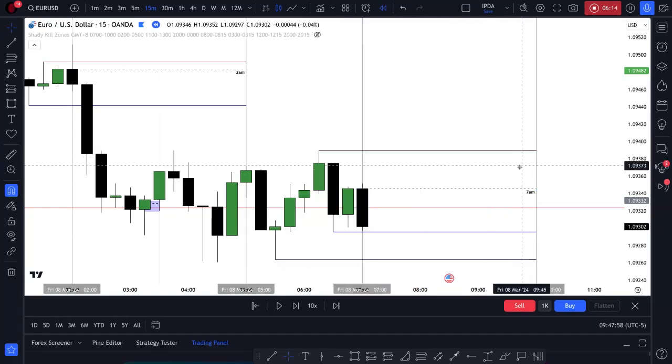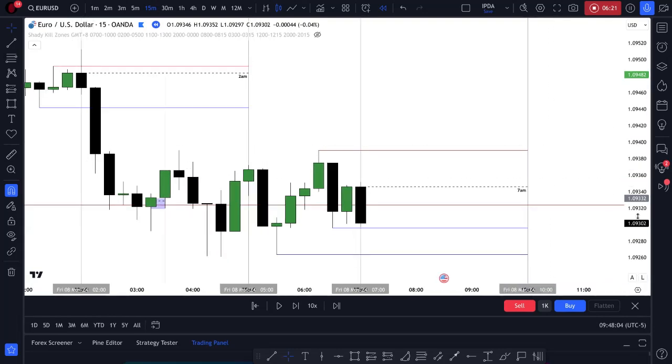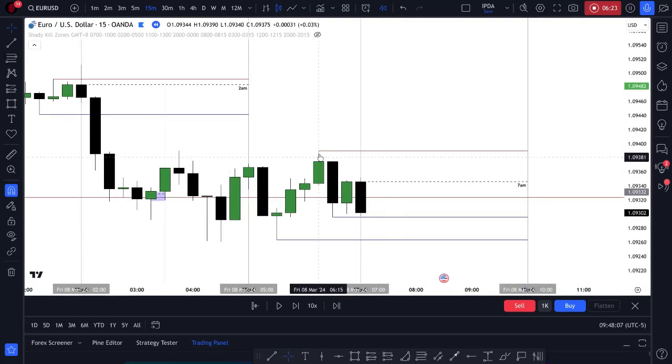Anything above is a premium. Anything below is a discount. If we're looking for longs, we want to see sell side taken out. We're not looking for a break and retest of buy side. We want to see sell side raided and price going higher.